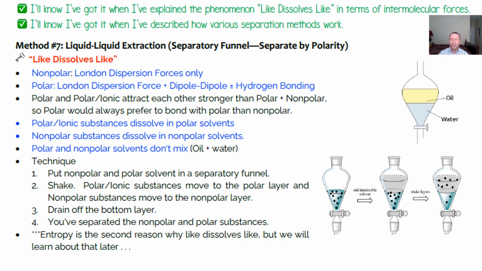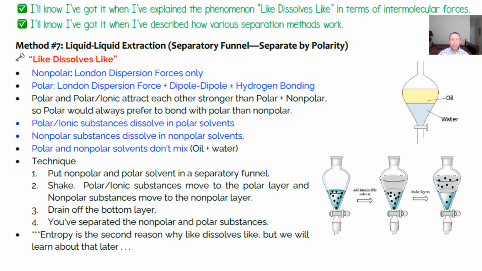So we can see this in everyday life with oil and vinegar salad dressing. You can shake it and shake it, but eventually it separates. If you put salt in, it would go to the vinegar layer because that would be the polar layer. It wouldn't go to the oil layer.